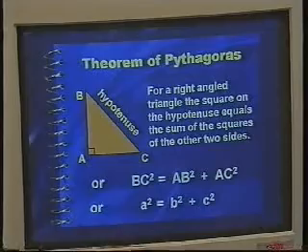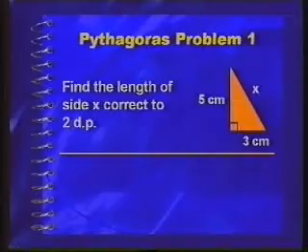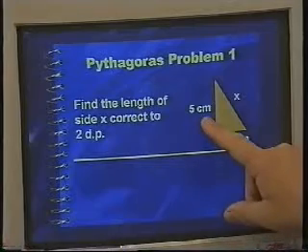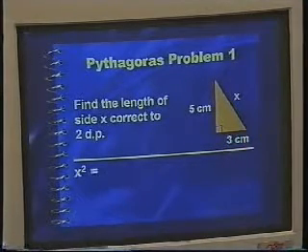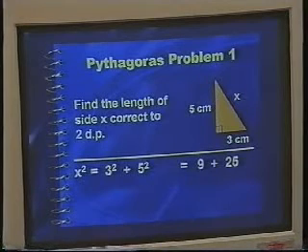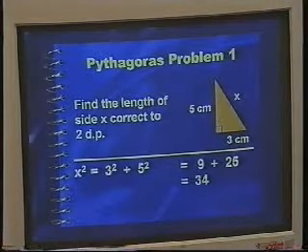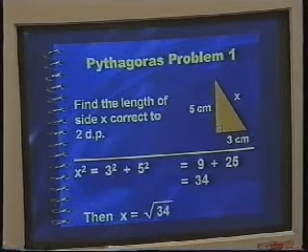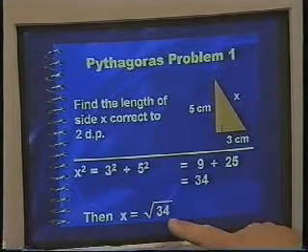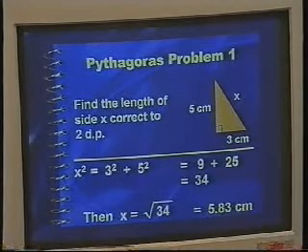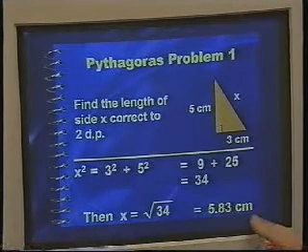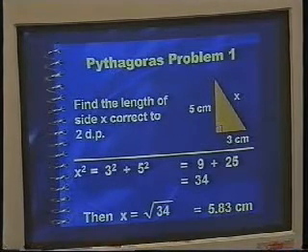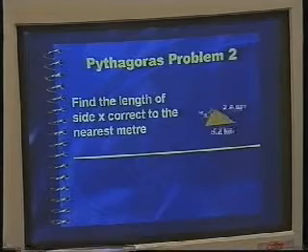Let's go straight into a problem. Here we need to find the length of the hypotenuse. See, the two sides are given, 3 and 5, but we have to find the hypotenuse. So we square 3 and we square 5, add those up, 9 and 25 makes 34. Then to get the value of the hypotenuse, we have to take the square root of 34 and round that to 2 decimal places. 5.83, correct units, centimeters.